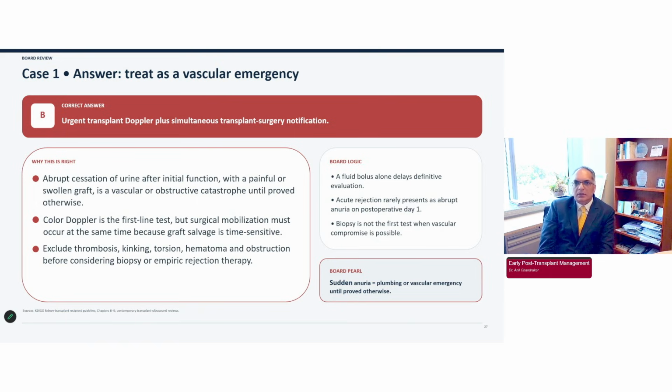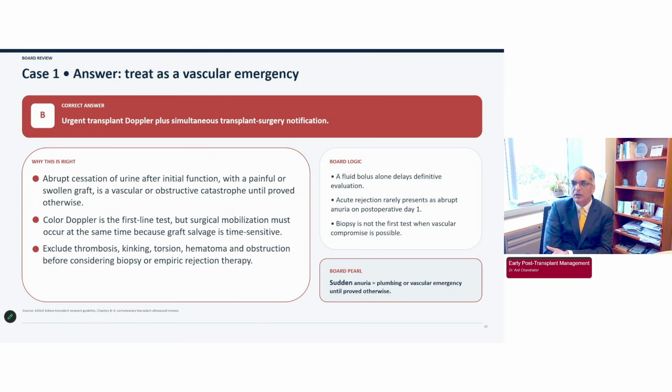Urgent transplant Doppler plus simultaneous surgery notification. Abrupt cessation of urine after initial function with a painful swollen graft is a vascular emergency until proven otherwise. I think that's very obvious. Fluid bolus alone may delay definitive evaluation in this situation.